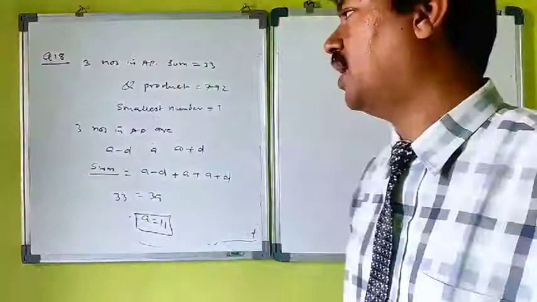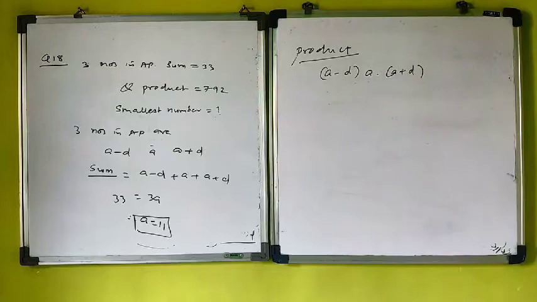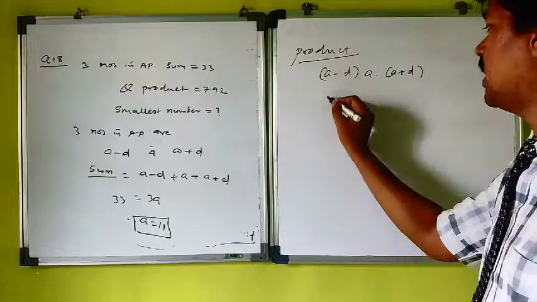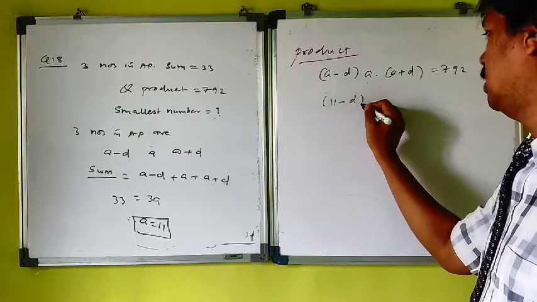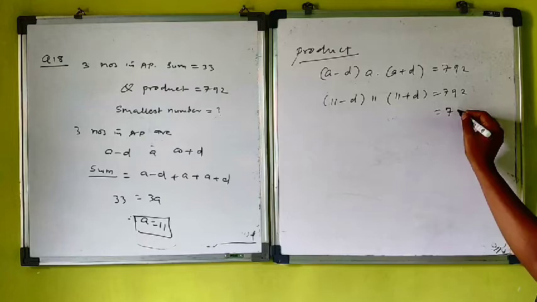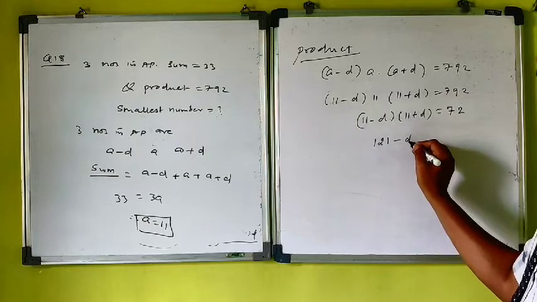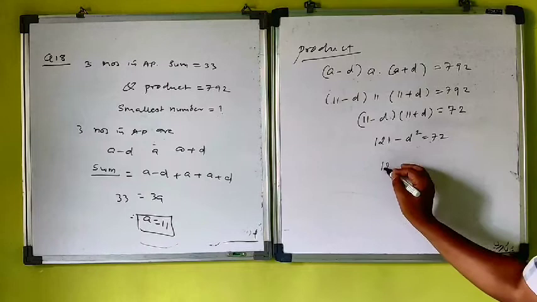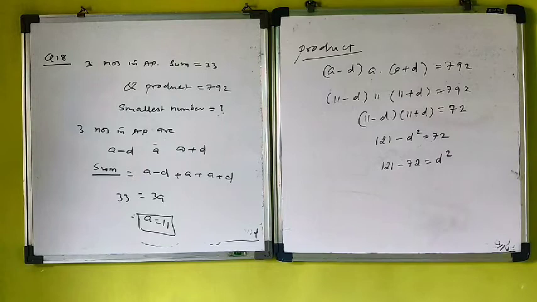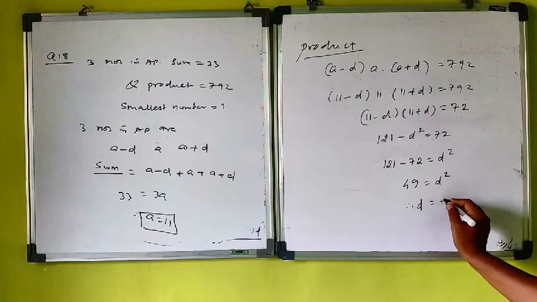And the product of the three numbers is nothing but a minus d into a into a plus d. The product is given as 792, which is 11 minus d into 11 into 11 plus d equals 792. So divide by this 11: 11 sevens are 77 and the 2, so it is 72. And this 11 minus d into 11 plus d, what is that? It is 121 minus d square, equal to 72. So 121 minus 72 is equal to d square. 121 minus 72 is nothing but 49. So d square is 49, so d is equal to plus or minus 7.